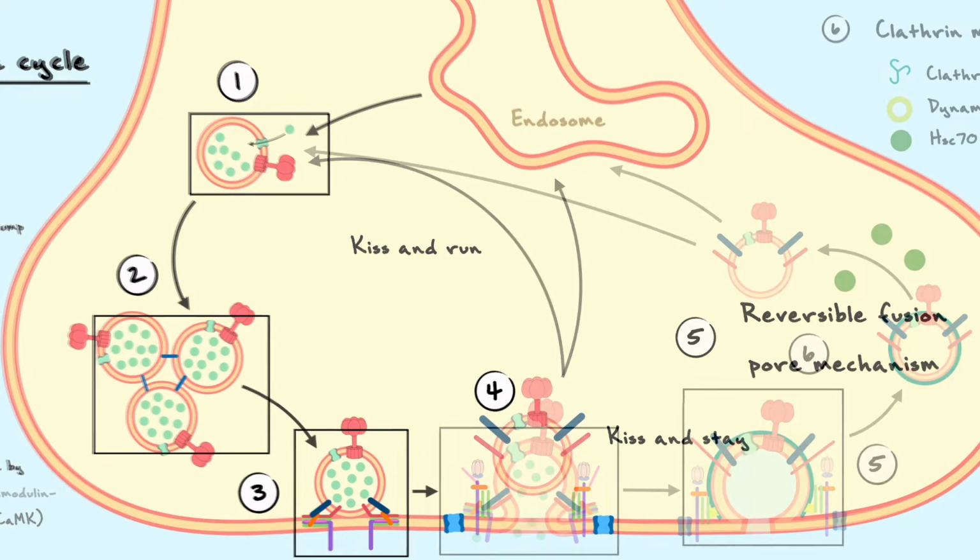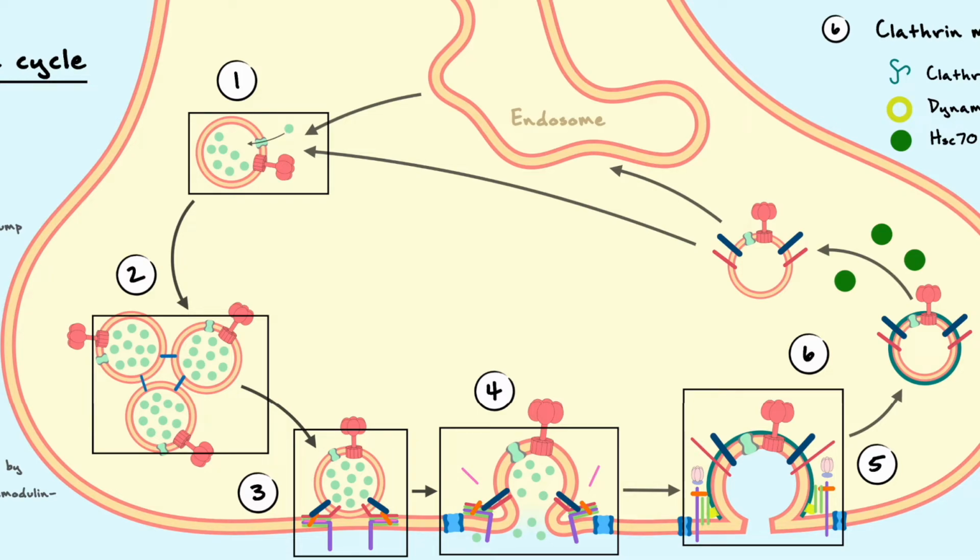Nonetheless, the clathrin-mediated vesicle recycling pathway is more commonly taught as being the default mode of recycling, so we will make the same assessment for a model and consider the clathrin mechanism as our default. With this being said, the vesicle cycle as we know it looks a bit like this.